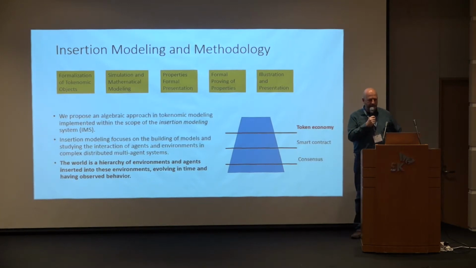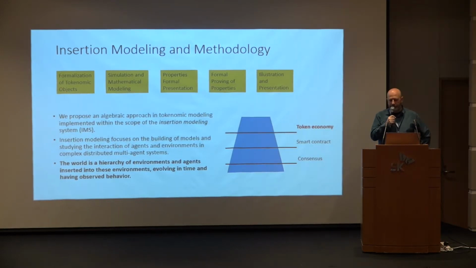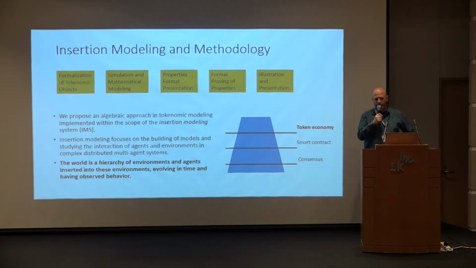So there are the following tasks: how to formulate what properties we should check to be sure that the project works properly, how to formulate the token economy objects, how to simulate them, and what mathematical and algebraic methods shall be used for the simulation and proving of these properties. We propose an algebraic approach to tokenomic modeling, implemented within the scope of insertion modeling methodology, which focuses on building a model and studying the interaction of agents and environment in a complex distributed multi-agent system.